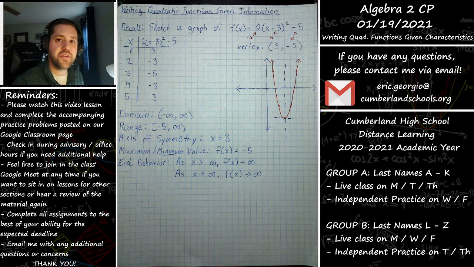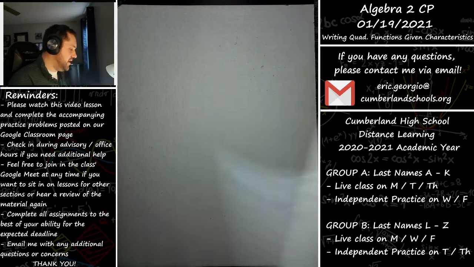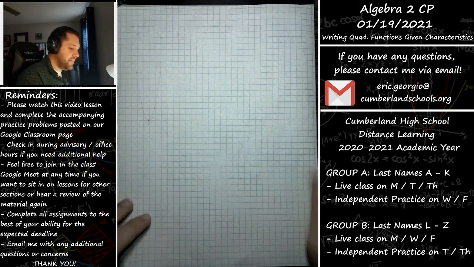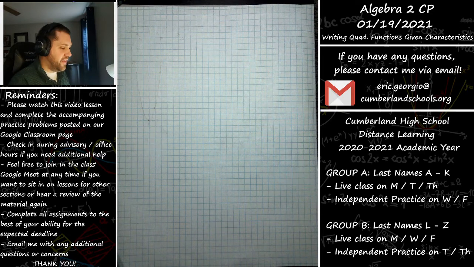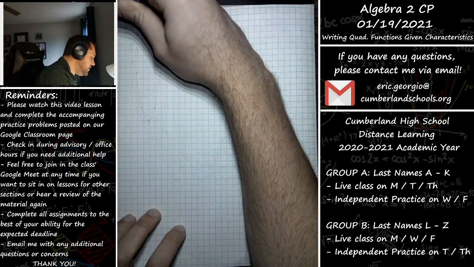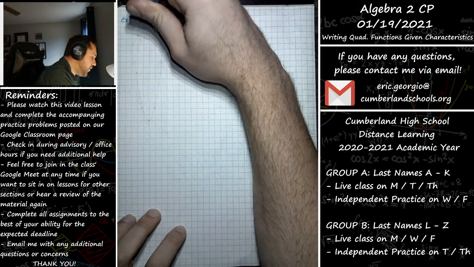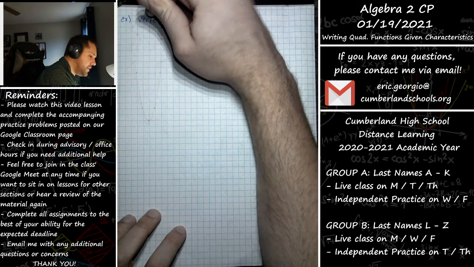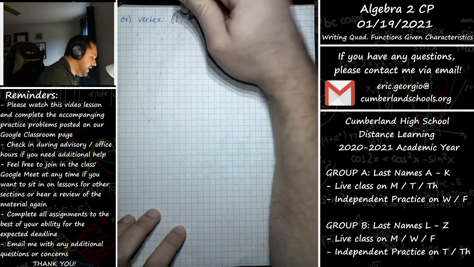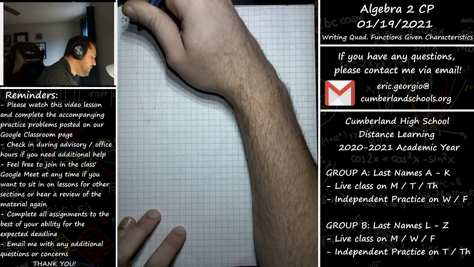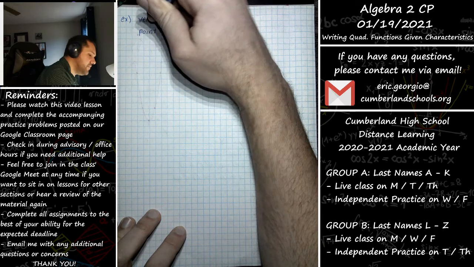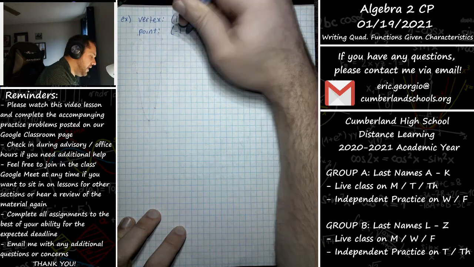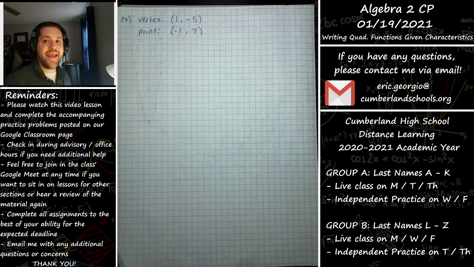What if I give you some information about the graph? Can we actually create it ourselves? Let's take a look. Ready? Consider something kind of like this. What if I told you that I have a quadratic function that has a vertex at the point 1 comma negative 5, and it passes through the point negative 1 comma 7. Could you actually make a quadratic equation in which that's the case?